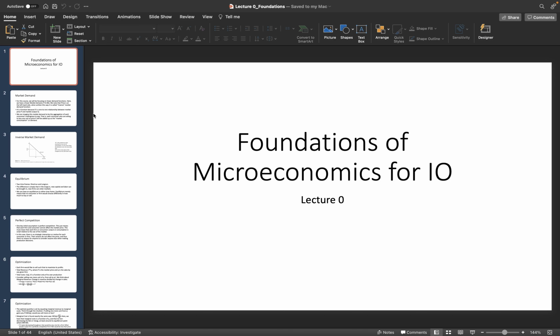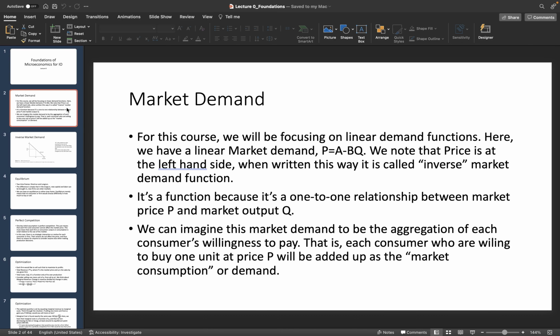For this week and next week, we'll be talking about the foundations of micro, specifically for industrial organization. Let's talk about the fundamental concept of market demand. We'll be talking a lot about market demand from now until the end. For this course, we'll be talking about linear market demand functions. So we usually have a market demand of this form: P is equal to A minus BQ.